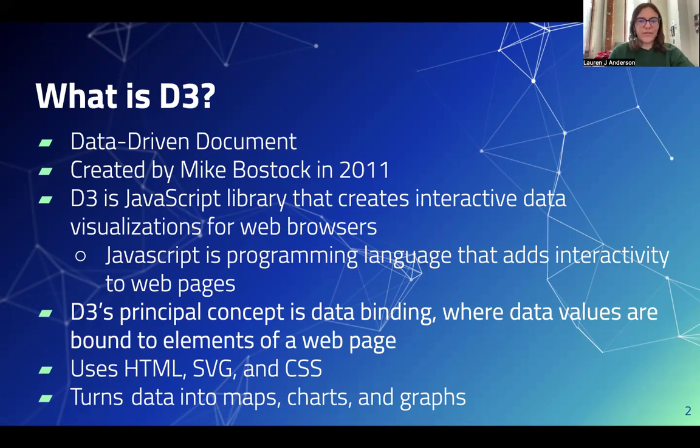D3 is a tool built with JavaScript, which is the programming language that adds interactivity to websites, such as drop-down menus and other animations. D3 is all about making data come to life on a web page. And how D3 works is it uses something called data binding. This means it takes data and connects it to different elements on a web page.